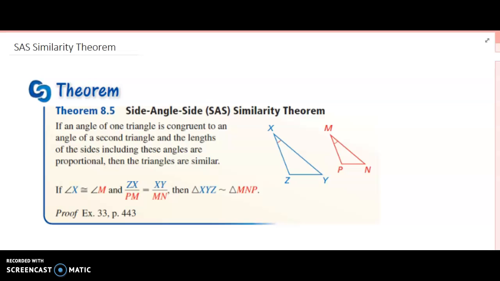All right, this is the video for section 8.3, and in this video we're going to introduce two other similarity theorems, and they're going to be similar to the congruency theorems that we've already talked about in chapter 5. But the first one is the side angle side similarity theorem. So this operates the same way the side angle side congruency theorem works, where you have the included angle, or the angle between the sides.